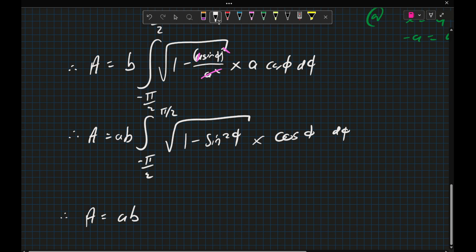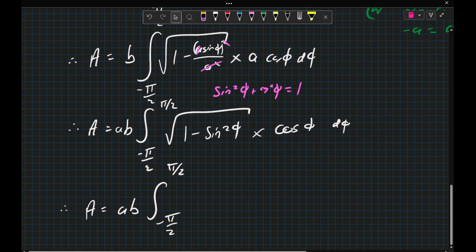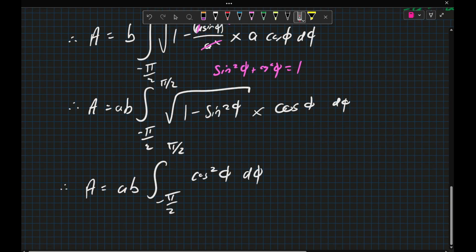So A equals a times b, still the integral from minus pi over 2 to pi over 2. It's important that you keep this notation the same. Now, for the thing under the square root, we know that sine squared of phi plus cos squared of phi has to be 1. So 1 minus sine squared will give us cos squared. And again, we're keeping everything strictly positive, especially for acute phi, so that they're all strictly positive. So this becomes a cos squared, the root of it is cos, so it actually re-becomes ab cos squared of phi d phi. Now you might have done straight up the integral of cos squared phi d phi before, but if not, I'll go through the process.